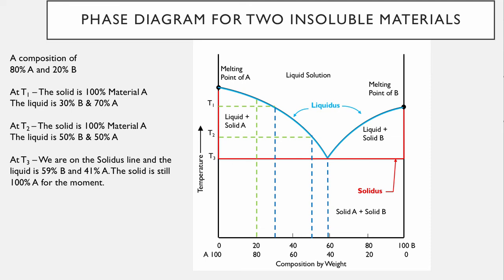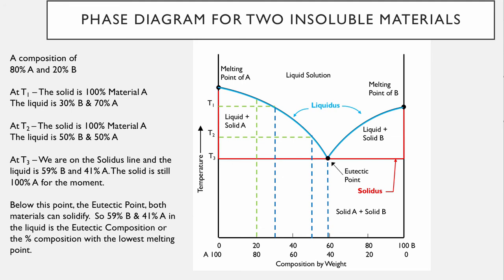But this composition, 59% B and 41% A, is right where those two liquidus lines come together, and that's really important. That point where the two liquidus lines come together, we're now going to label. That's what we call the eutectic point. The eutectic point is the temperature and the percent composition where both materials can begin to solidify. That percent composition is also known as the eutectic composition. So in this example, it's 59% B and 41% A.